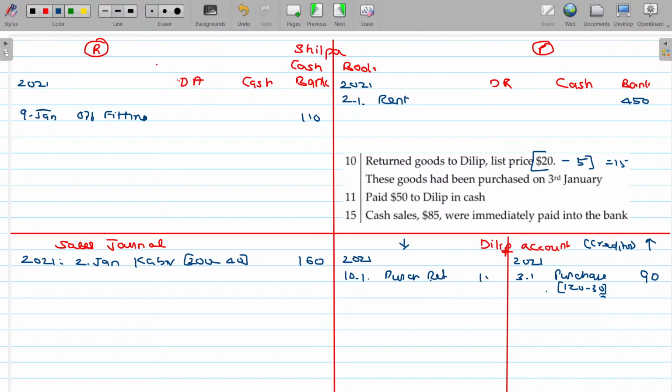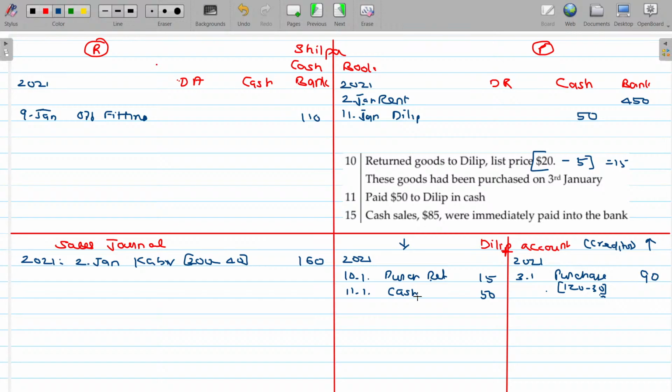Being 15 rupees. Paid 50 rupees to Dilip in cash on 11th Jan, payment to Dilip by cash, 50 rupees here. Also we prepare the Dilip account now, so you have to post there also. It is recorded in both sides, two places. On which date? 11th Jan.